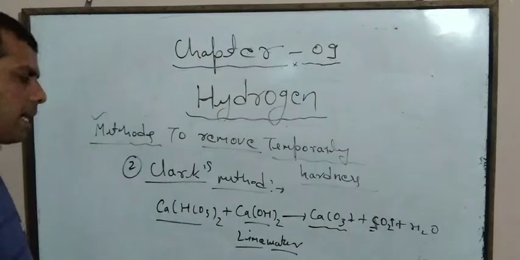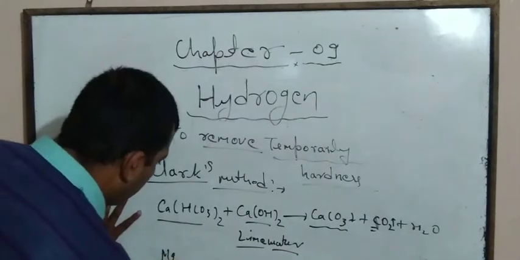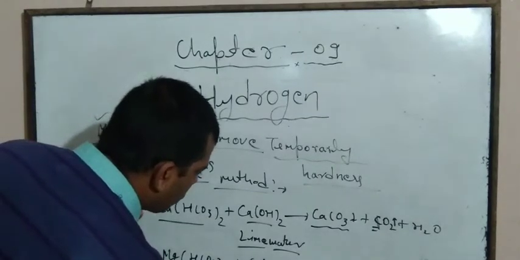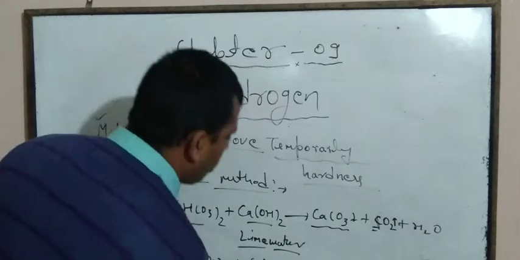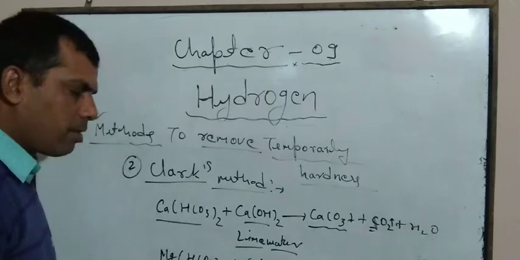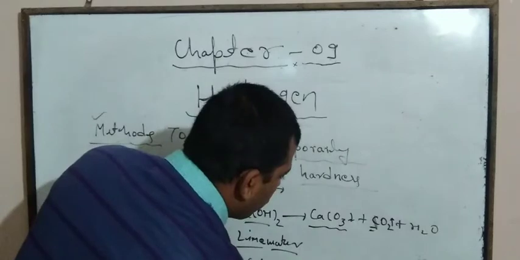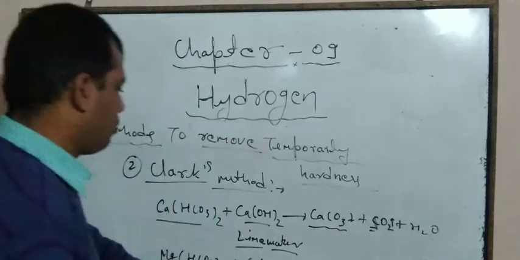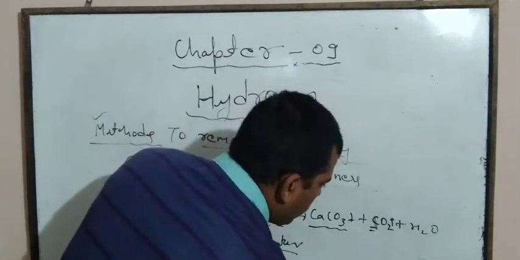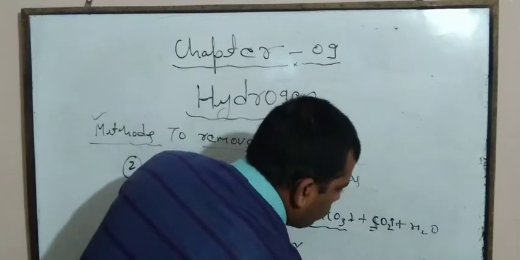Now, if magnesium bicarbonate, Mg(HCO3)2, reacts with Ca(OH)2, then what happens? If magnesium bicarbonate reacts with calcium hydroxide, then it forms Mg(OH)2 plus CaCO3 plus CO2 plus H2O.